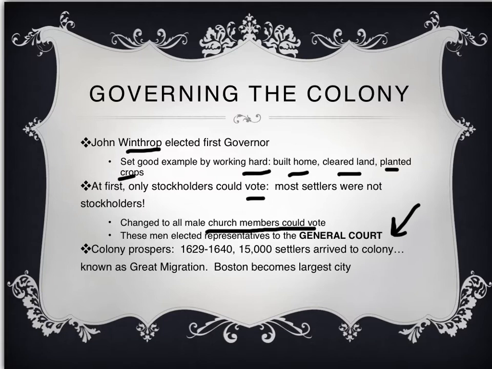Now, this colony, boom, explodes. Very, very prosperous. Between 1629 and 1640, 15,000 settlers arrived in the colony. And this became known as the Great Migration, and Boston becomes the largest city in Massachusetts. But problems begin to appear. All right, so let's talk about that.